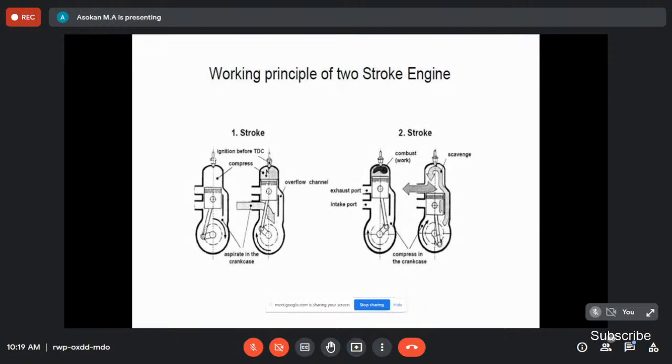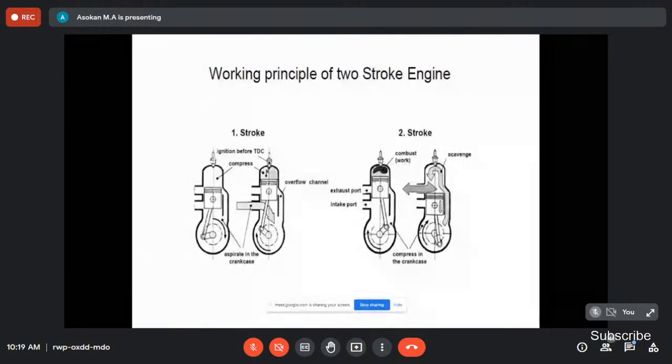See, just look at this diagram. The piston initially moves from top dead center to bottom dead center. Here there is no inlet valve or exhaust valve. There are no valves in a two-stroke engine. There are only ports: the inlet port, the exhaust port, and one more port, the transfer port. When the piston moves from top dead center to bottom dead center, the piston covers the inlet port, exhaust port and transfer port. So there is no need for valves to close the ports.